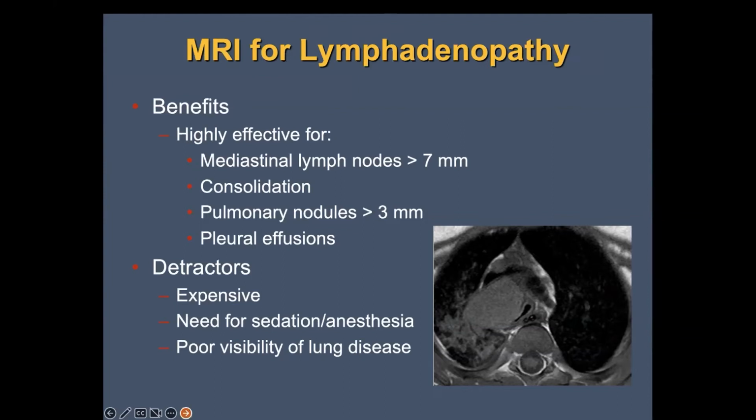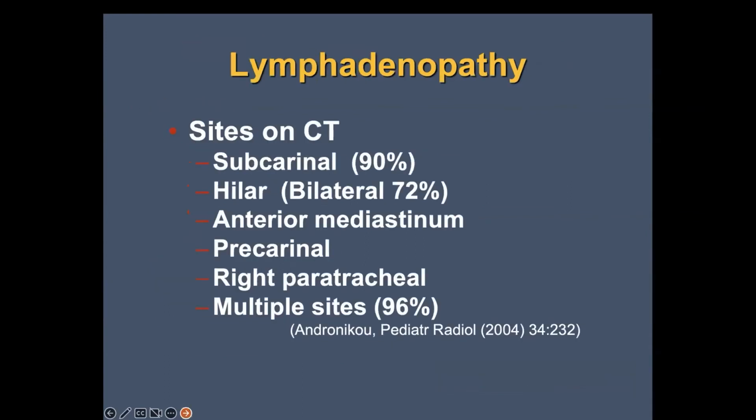The problem with MRI is that it's expensive. It's not available everywhere. For young children, you're going to have to use sedation or general anesthesia to really accomplish it. And actually, if you look at the image here, you can see that left lung, you really can't see much detail in the lung. So fine detail in the lung is not well seen on MRI at all. So we only use it if we have real questions about mediastinal disease for the most part.